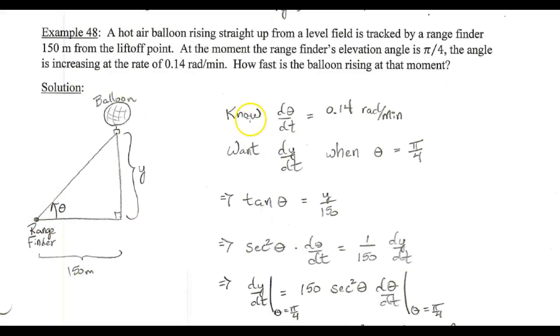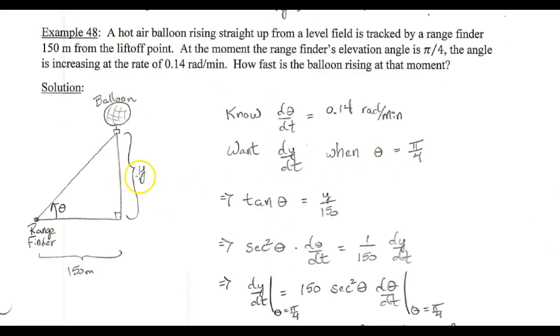Okay, but the bottom line is, what do I know? First of all, I know d theta dt. I'm told that it's increasing at a rate of 0.14 radians per minute, right? The angle is increasing at a rate of 0.14 radians per minute. And then I want to know how fast is the balloon rising? In other words, what's the rate of change of the height of the balloon, dy dt? How fast is the balloon rising when that angle is exactly pi over 4? At the very moment in time it's pi over 4. It's only pi over 4 at one instant in time.